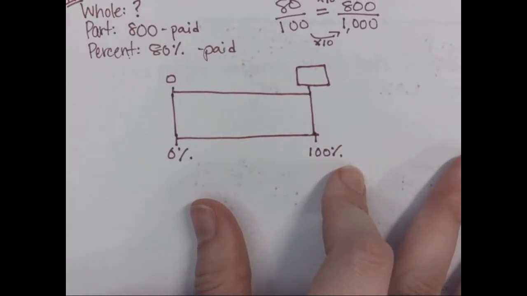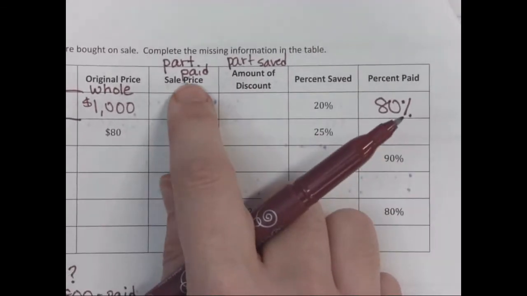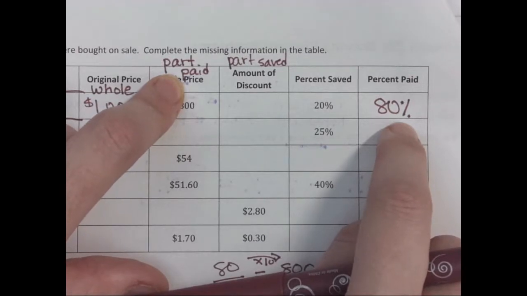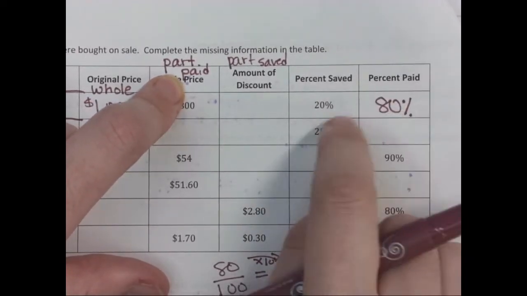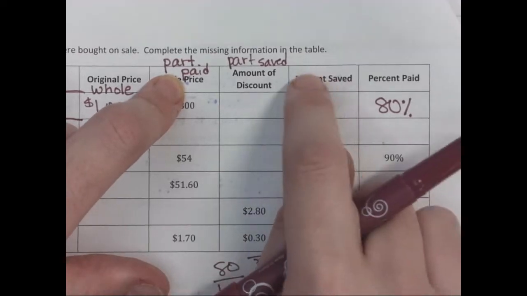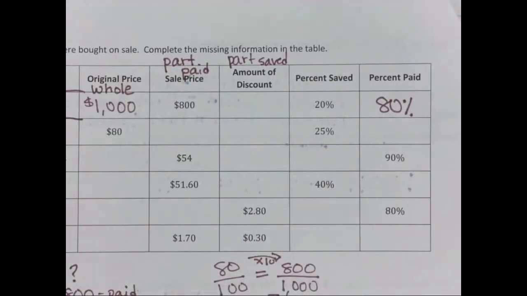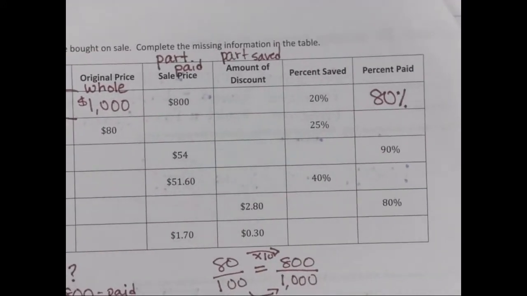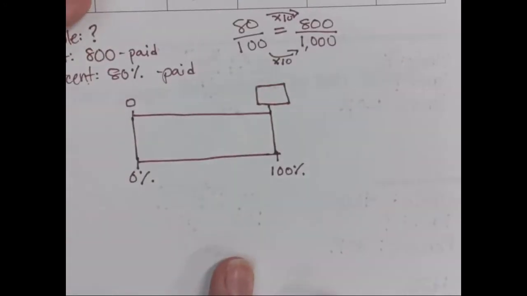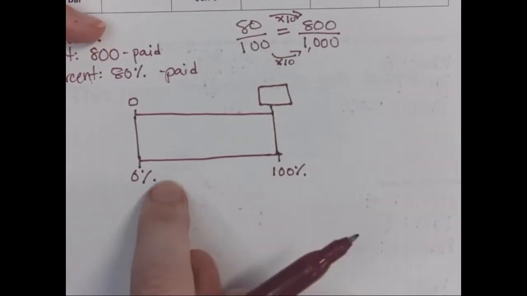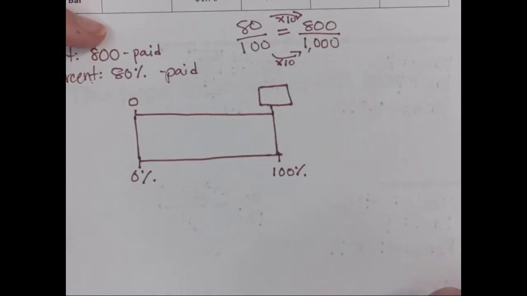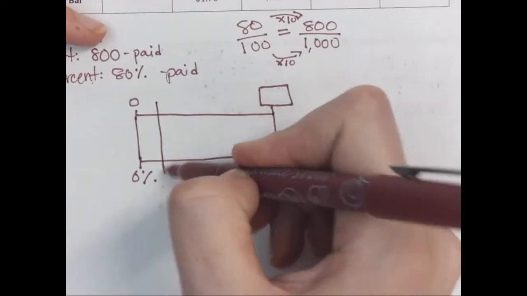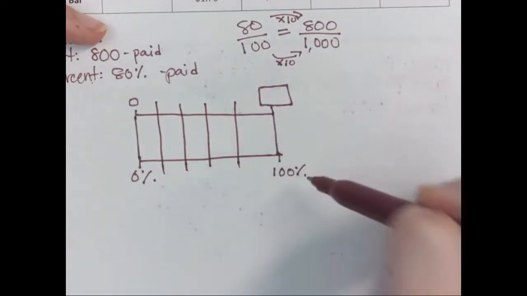We also know that that $800, the part paid, is equal to 80% of the whole. We know that because these two percentages just have to add up to 100. Because the percent you saved and the percent you paid, if you put them back together, you'd have the whole, which is 100%, right? So if we know that 80% of the whole is $800, we can label that on our diagram. If I want to put 80% on our diagram, what could I count by? What could I count by down here to get to 80%? 20s. 20, 40, 60, 80, 100. Let me label that.